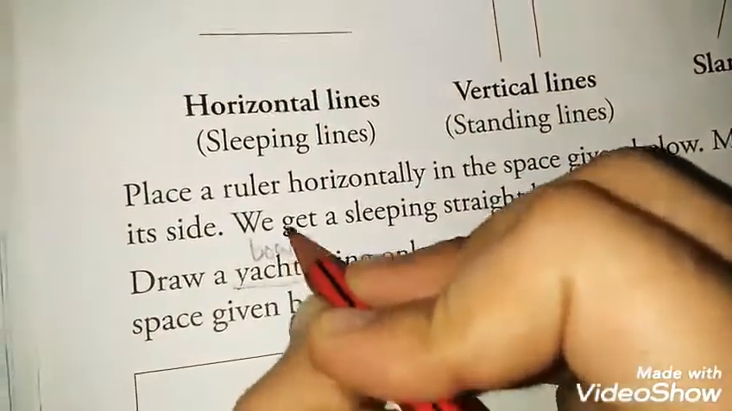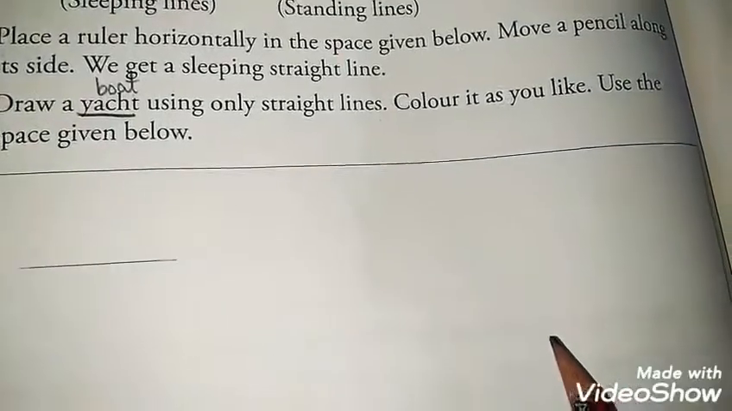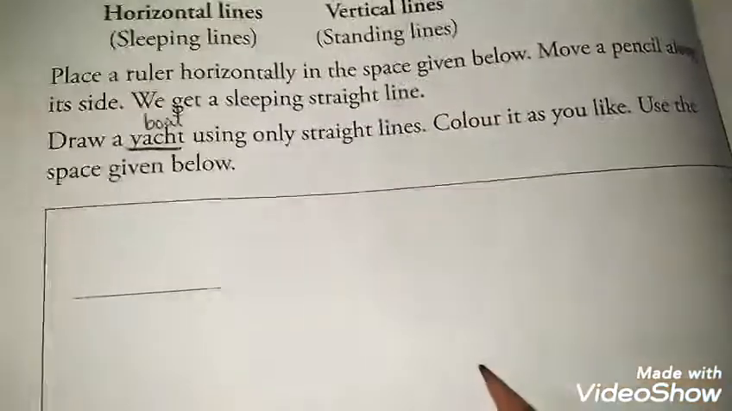Next, draw a yacht using only straight lines. A yacht is a boat. A long boat is called a yacht. You have to draw a yacht, a boat, by using only straight lines, and you have to color it.